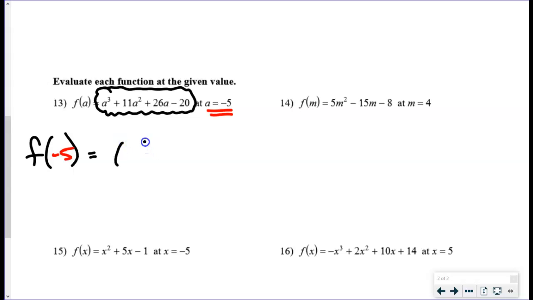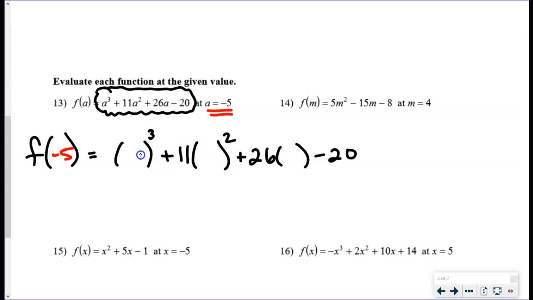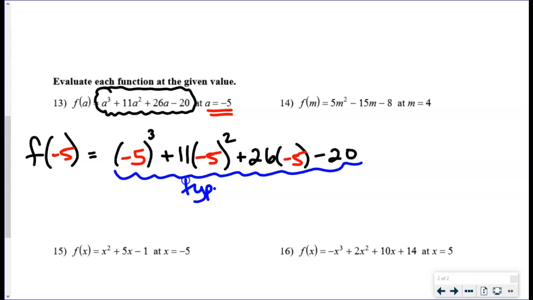You're going to rewrite the function, but I'm going to take all the a's out, and in place of all the a's, I'm going to throw in a -5. Now notice I'm using parentheses, and I'm using them every place that I take an a out. So, -5 right here, -5 right here, -5 right here, and even your math teacher, I am not going to do this in my head, right? This is going to be typed on my calculator.